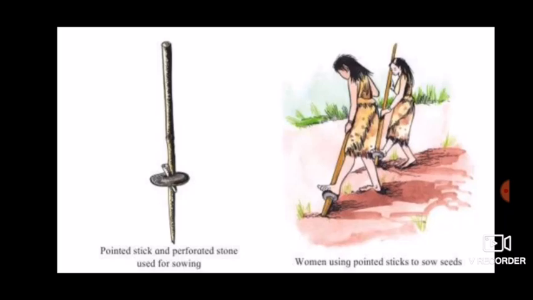They might have used pointed sticks to sow seeds. As you can see in the slide, they used that stick to sow seeds. Women in some tribes still sow seeds by this method. So in some places women still sow seed by digging with this stick. The stick was weighted using a perforated stone. Okay, the stick has a stone, as you can see in the picture, around it.